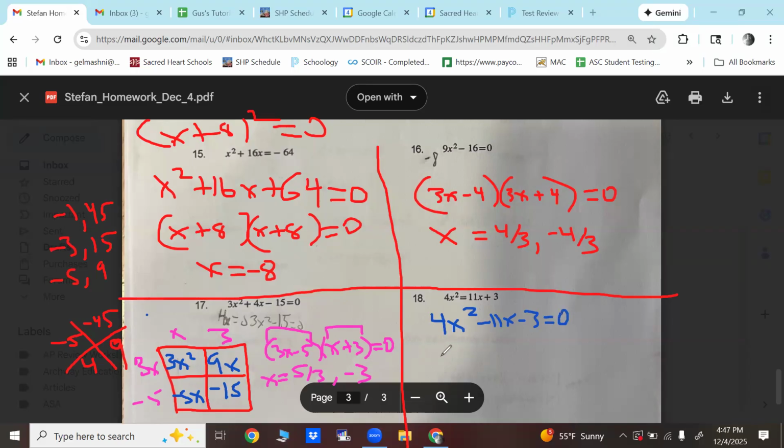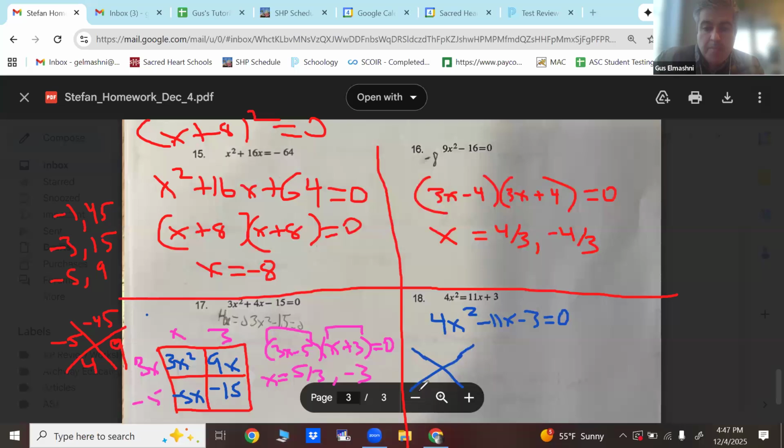All right. So what do I put up top again? How about 11? No, that goes to the bottom. Oh, my bad. But remember, you do A times C up top. What's A and C here? It's a 4x squared and 3. So that'd be -12. Okay, give me two numbers that multiply to -12 and add to -11. -12 and 1. Good, excellent.